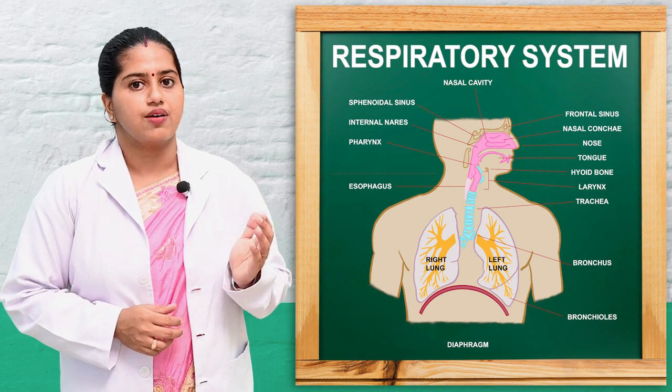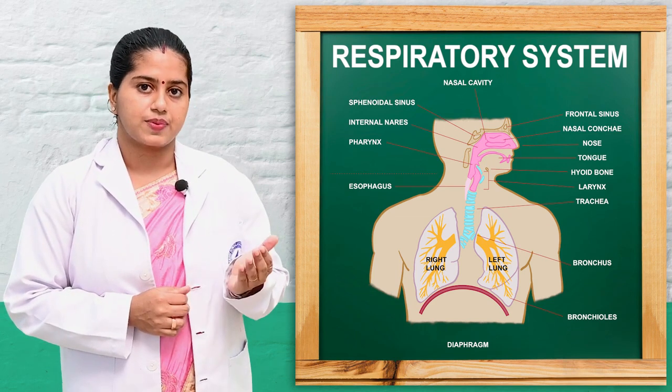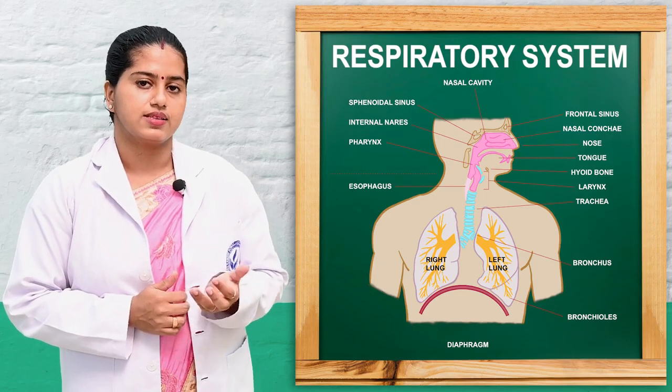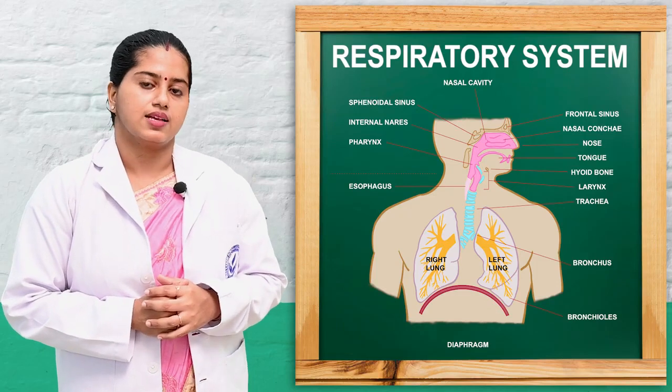So in today's class we have seen the respiratory system, its functions, the upper respiratory tract, the lower respiratory tract, and what their functions are, the pleural cavity, and the muscles, the accessory muscles.